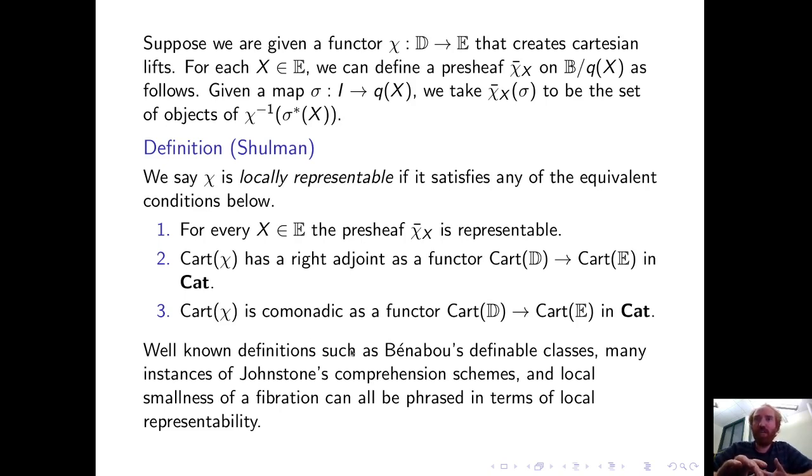This turns out to be a key notion in the theory of Grothendieck fibrations. For example, if chi is a notion of fibre structure that is also an inclusion of a full subcategory, then we will recover a definition by Shulman called representable definable classes. We can also recover many natural instances of Peter Johnstone's comprehension schemes as local representability of certain notions of fibre structure. And this includes local smallness of a fibration.